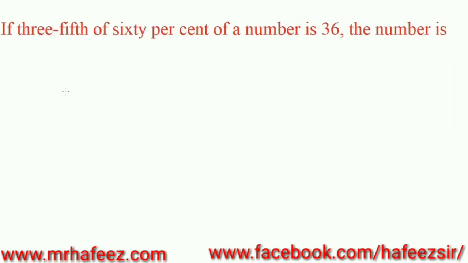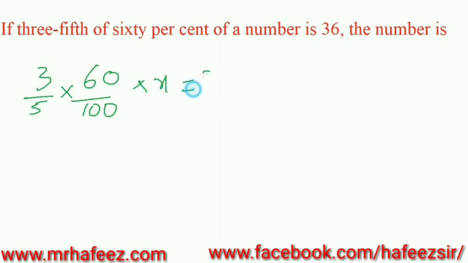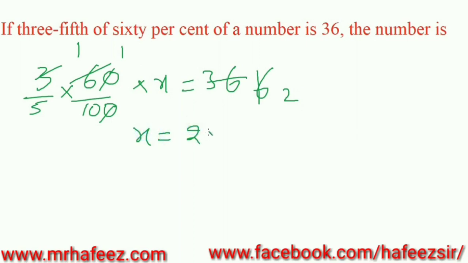If 3/5 of 60% of a number is 36, you should write 3/5 of 60% of x, that is 3/5 into 60 by 100 into x is 36. Zeros cancel. 6 ones 6, 6 sixes 36. 3 ones 3, 3 twos 6. X equals 2 into 5 into 10. Answer is 100.